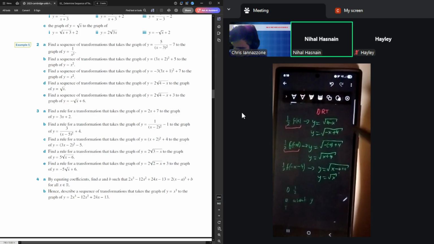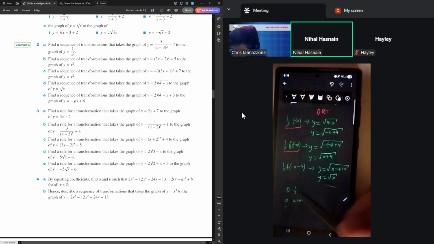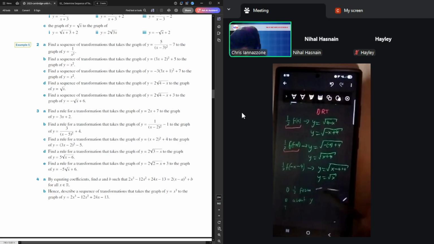From or along what? From the x-axis. From x, along the y. Exactly. From x or along y. Perfect. Reflection was done because the negative sign was on the x, so it's flipping about the y.